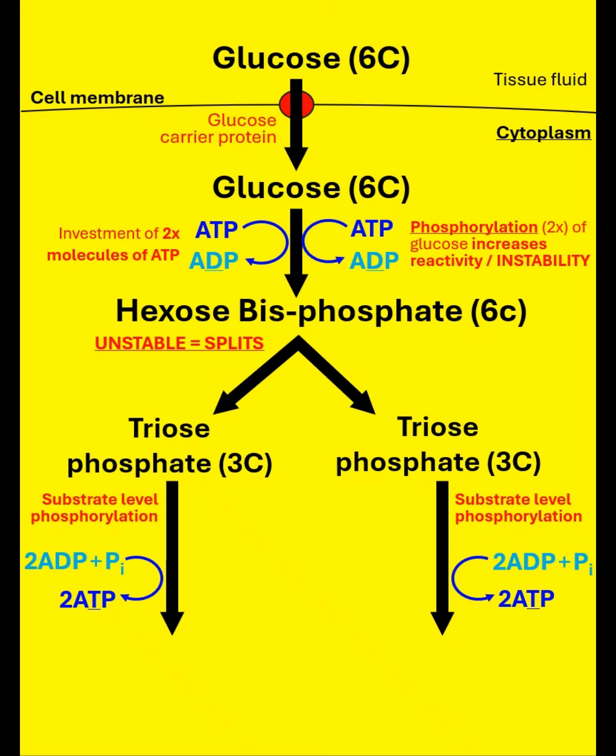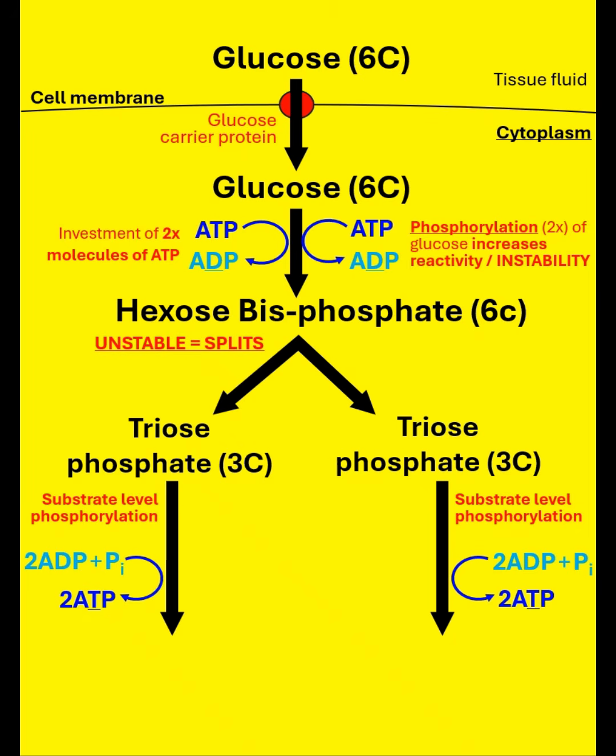Substrate level phosphorylation does not require any electrochemical gradients. It just requires the breakdown of a substrate to release some energy to transfer a phosphate group directly onto ADP to make ATP. The second process to happen to triose phosphate is its oxidation.